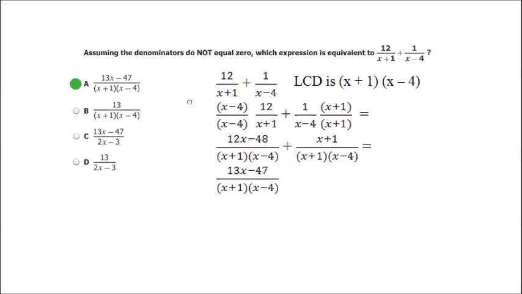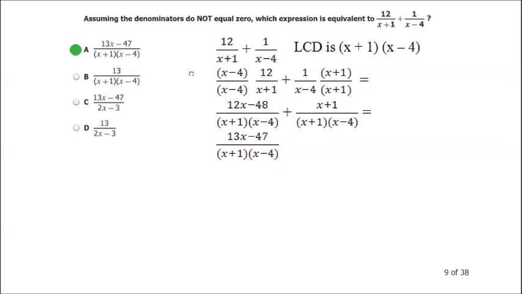Assuming the denominators do not equal 0, which expression is equivalent to 12 over x plus 1, plus 1 over x minus 4? Well, whenever we're adding or subtracting fractions, we have to make sure that the denominators match. And in order for the denominators to match, we find the lowest common denominator. In this case, it is going to be this denominator times this denominator, which is x plus 1 times x minus 4. So in order to make both fractions have the same denominator, the first fraction, 12 divided by x plus 1, I'm going to multiply by x minus 4 over x minus 4.